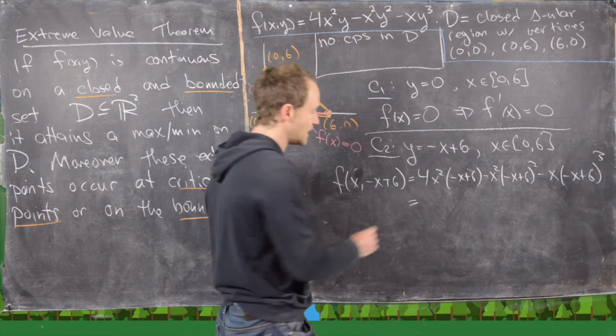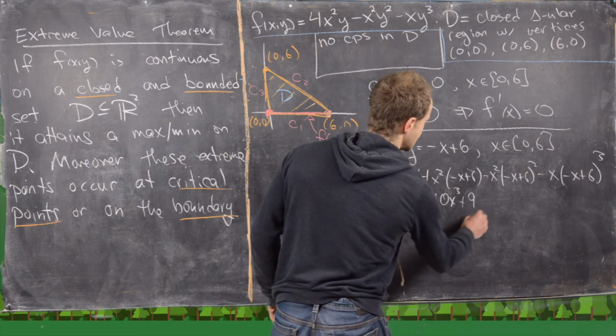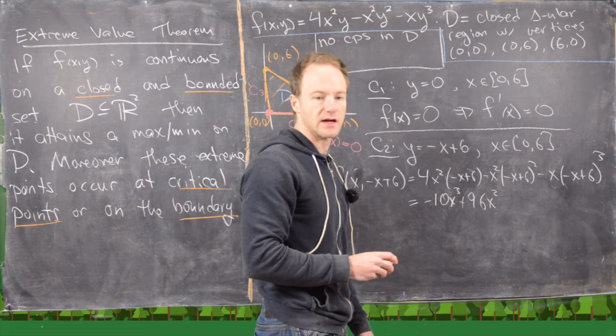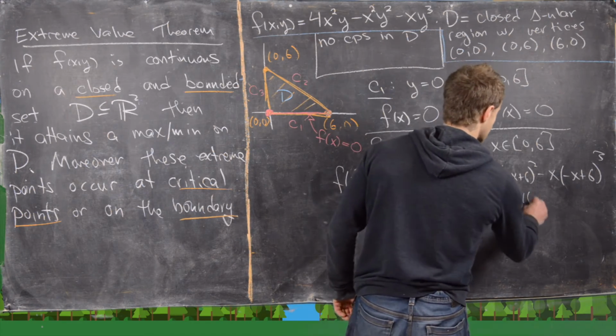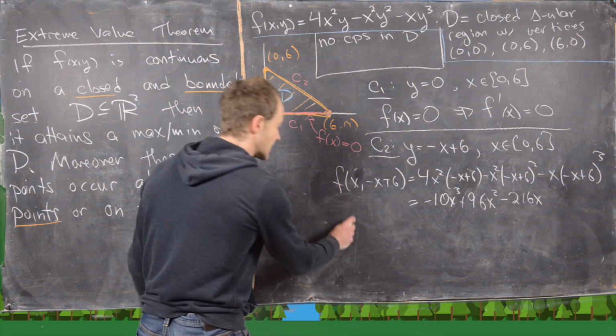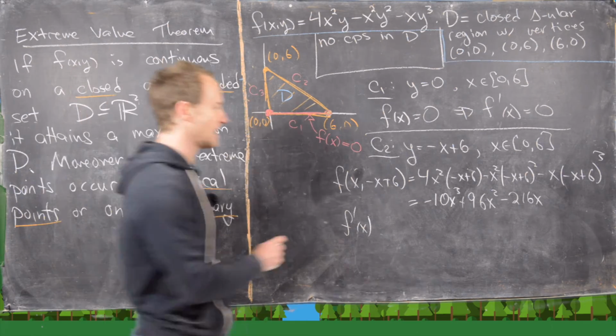So this is going to be equal to minus 10x cubed plus 96x squared, and then finally minus 216x. Okay, great. And now notice we can apply Calculus 1 on that to take the derivative.